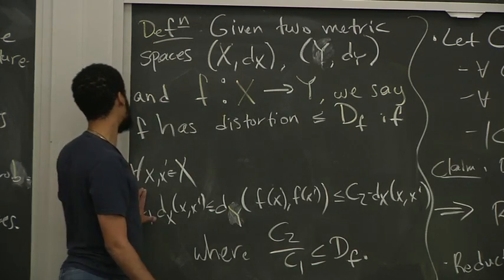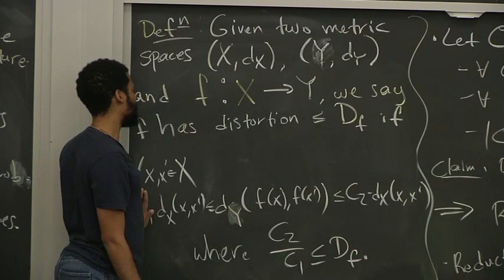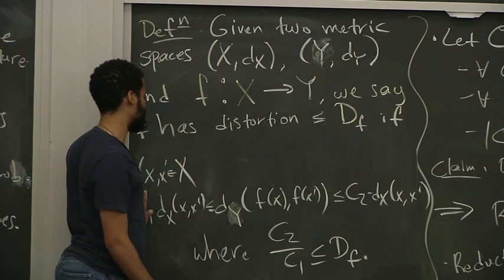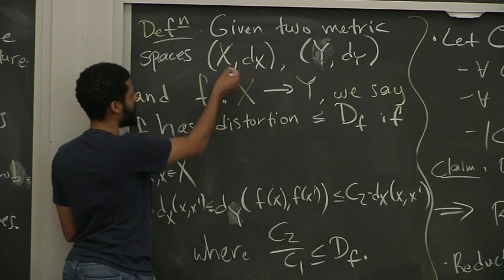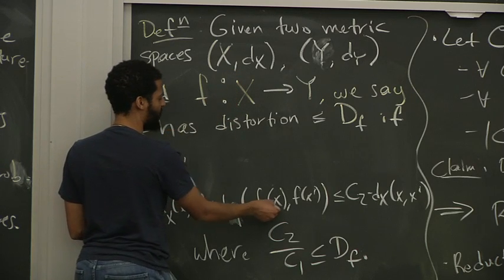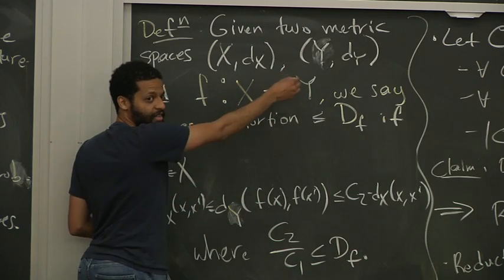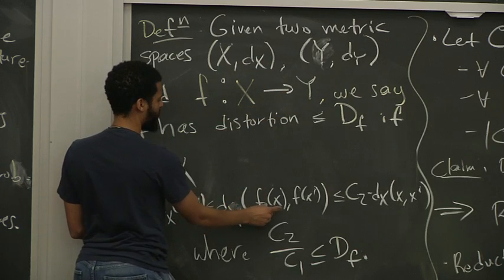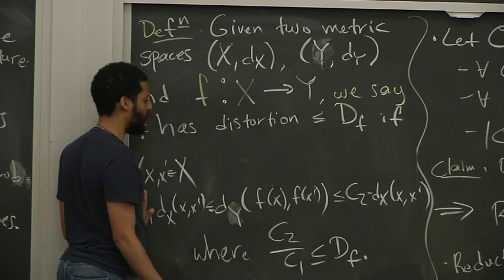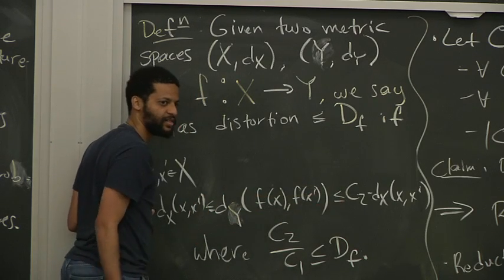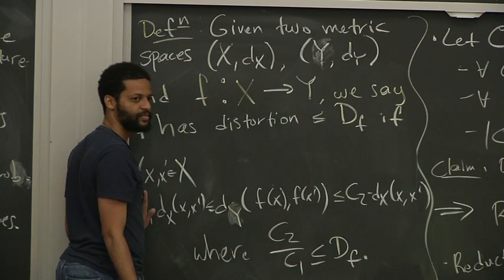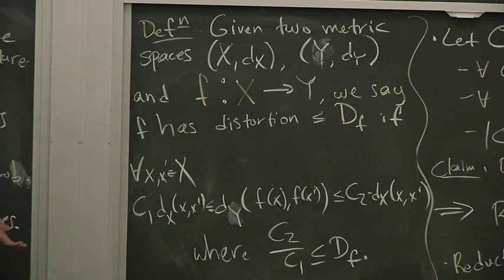Okay, so maybe think about c1 as 1. What I'm saying by having distortion D_f is, for any pair of points x and x prime in the original metric space, look at where f mapped them in Y. So f of x is an element of Y, f of x prime is some other point in Y. The distances should be at least what they were before, and they shouldn't blow up by more than D_f. Okay? So we say that a map has distortion D_f if that's true. All the distances are kept roughly the same up to a factor of D_f.